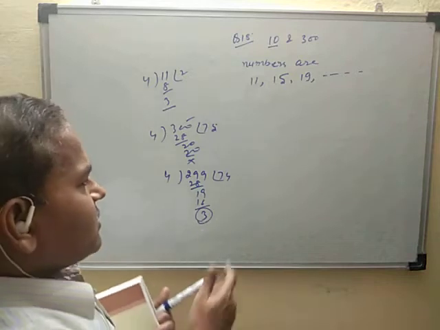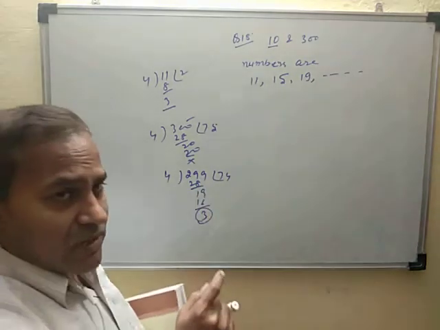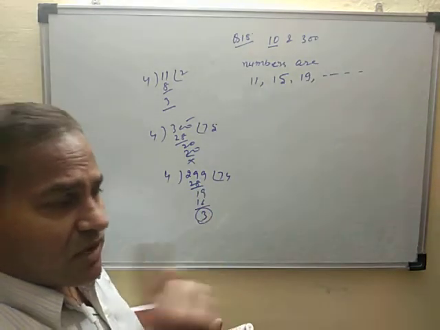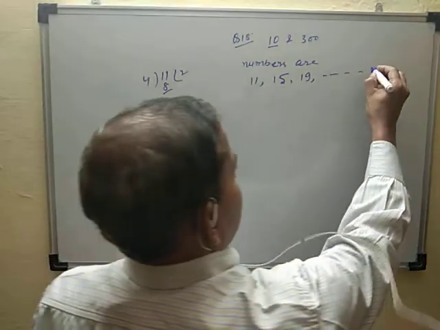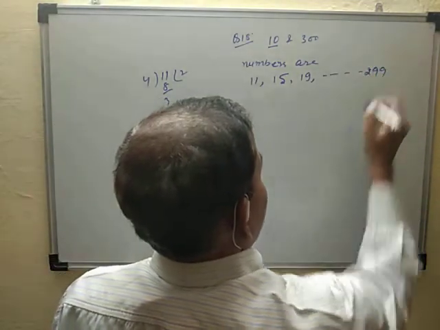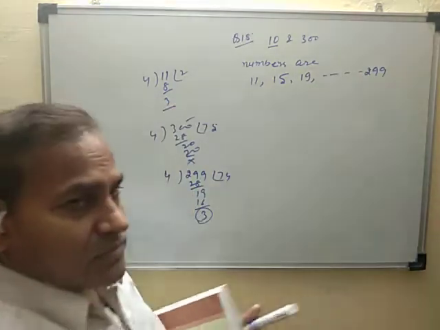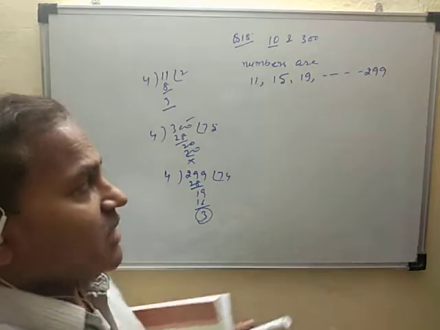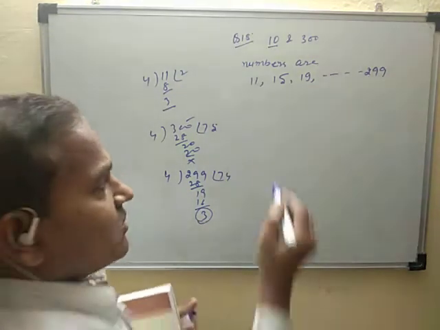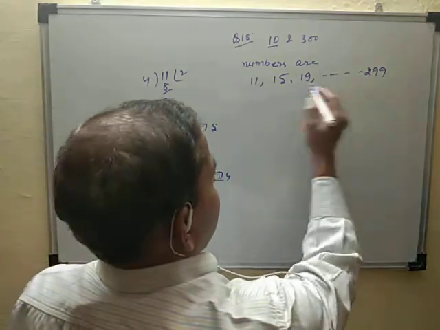So what is the last number? 299. When 299 is divided by 4, the remainder is 3. So the last number is 299. And the question is, how many numbers? That is, find the total numbers. So which is an AP?